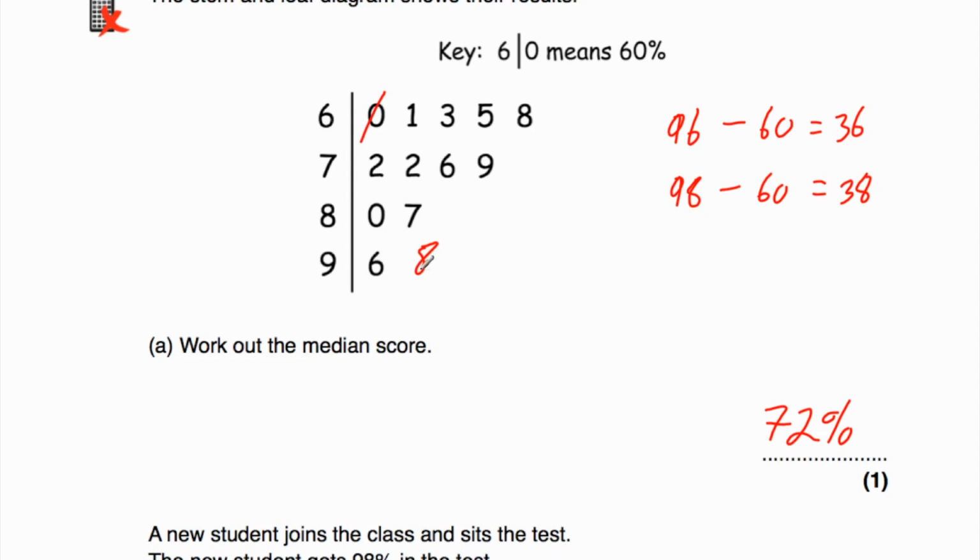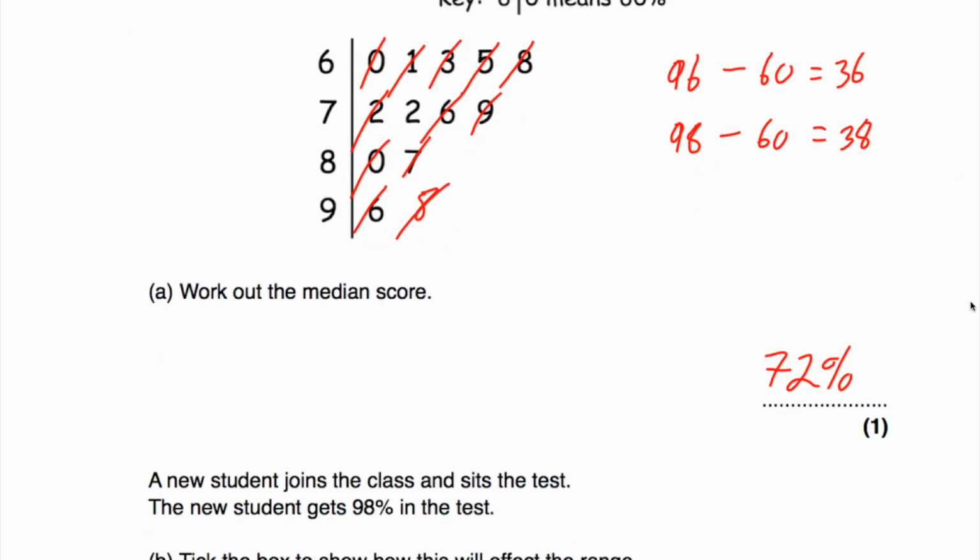So let's find the median. Cross off the smallest 60 and the biggest 98, the next smallest 61, the next biggest 96, the next smallest 63, the next biggest 87, the next smallest 65, the next biggest 80, the next smallest 68, the next biggest 79, the next smallest 72, the next biggest 76, and we're left with 72 in the middle. So the median is still 72%. That means the median has stayed the same.